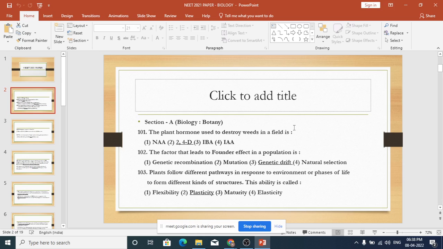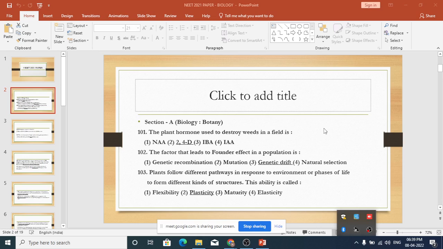So, the first question, let me read. The first question is, the plant hormone used to destroy weeds in a field is. Is it 11th standard syllabus or 12th standard? I don't know. It's 12th standard, sir. 12th standard. Okay. The answer is 2,4-D. Wherever I have underlined, that is the answer actually. Right. Go to the next.